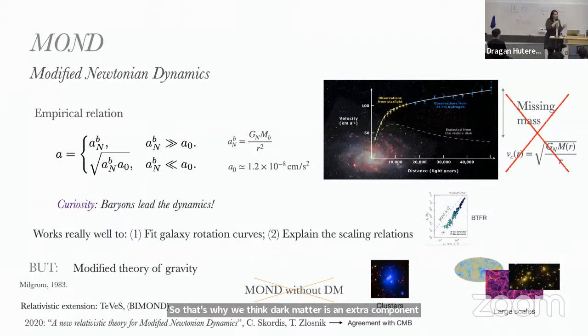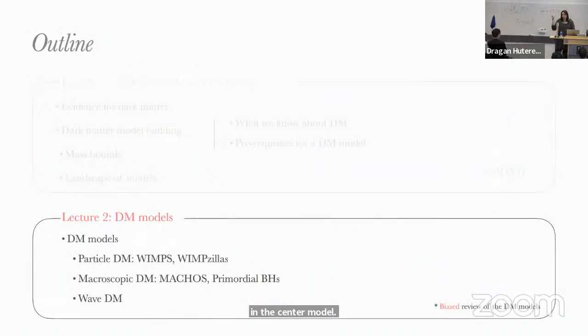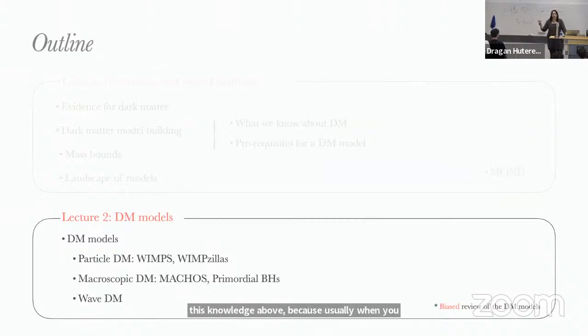But I just wanted you guys to have this knowledge about MOND. Because usually when you ask people about MOND, they are just like, oh, don't talk about it. We should talk about it. We should know where it's bad, where it fails, how people are trying to fix it, right? Although you might not like it, right? But just a note. Okay, let's go to lecture two, dark matter models.